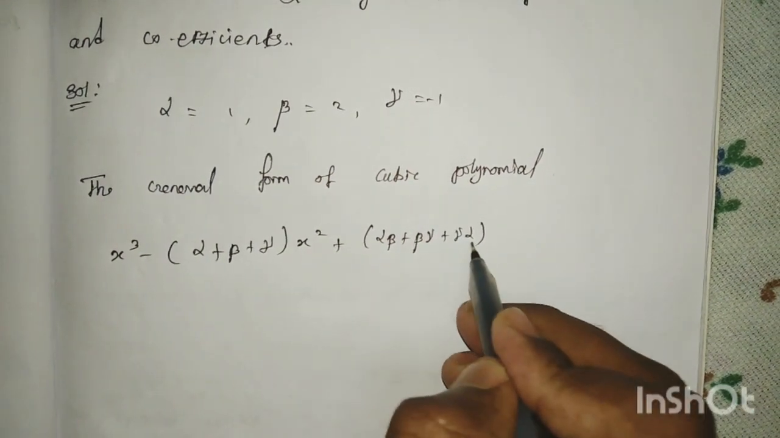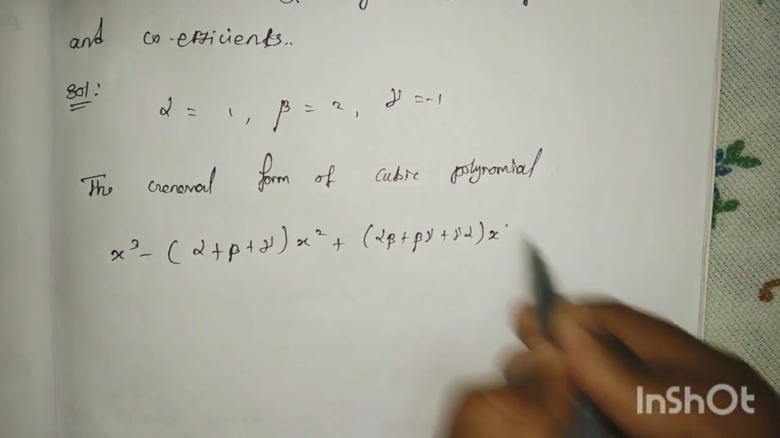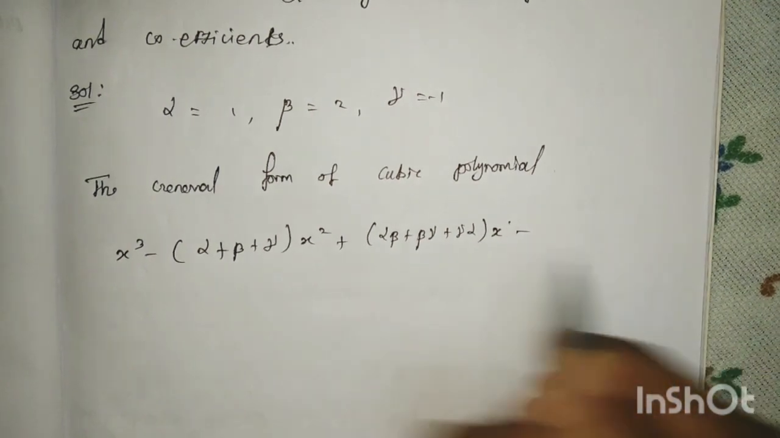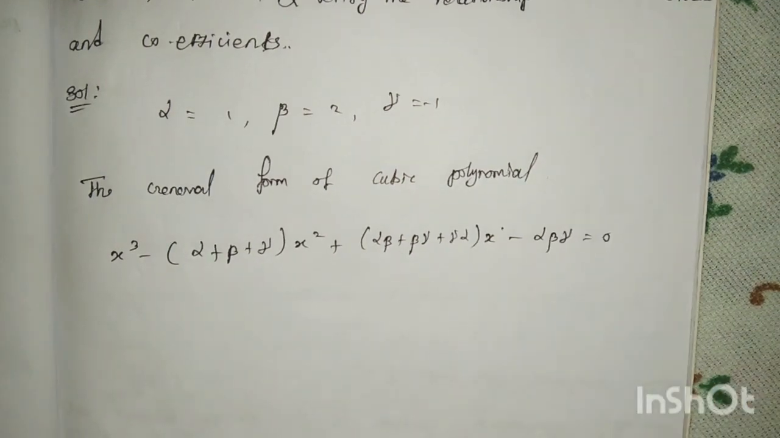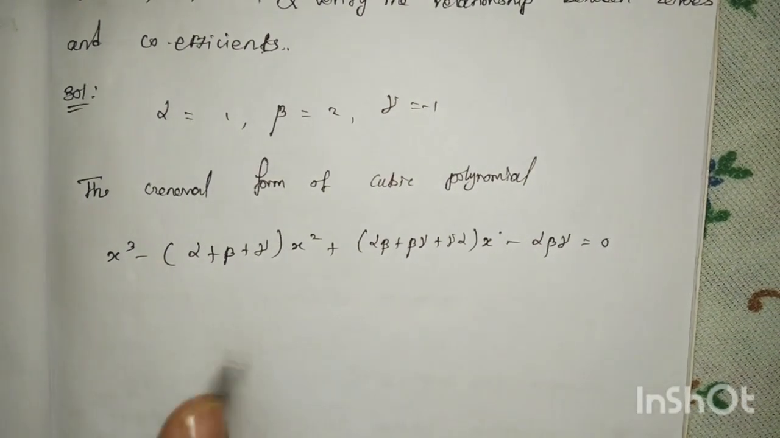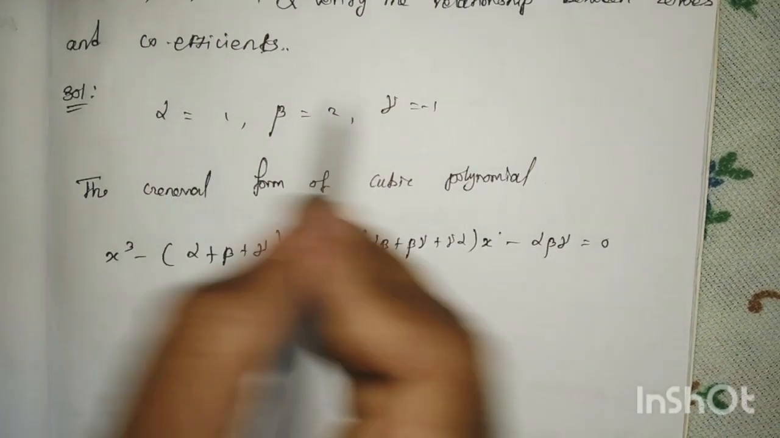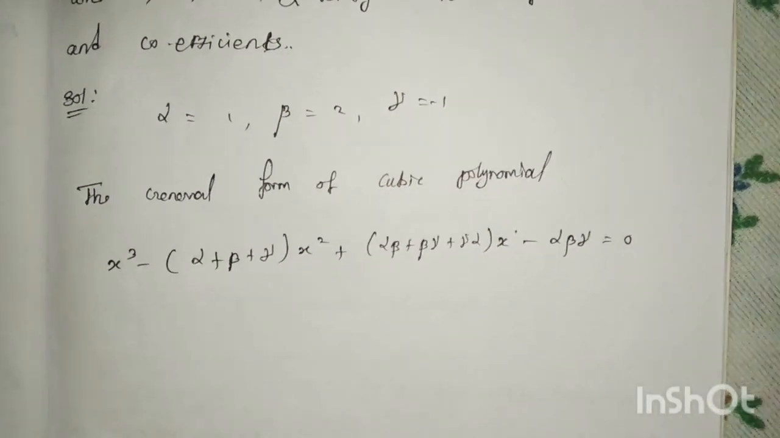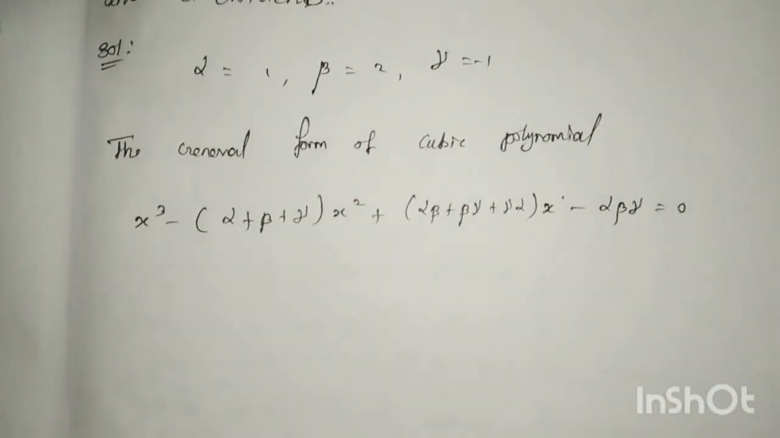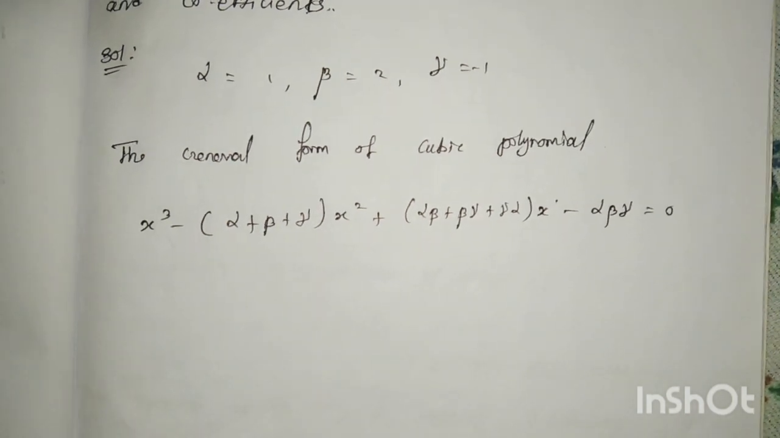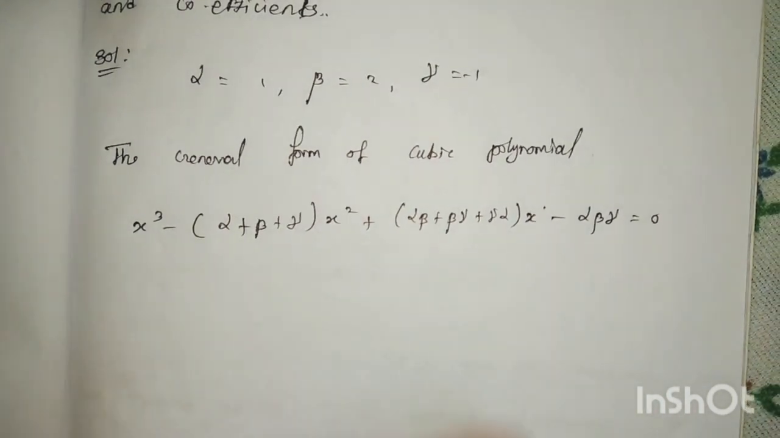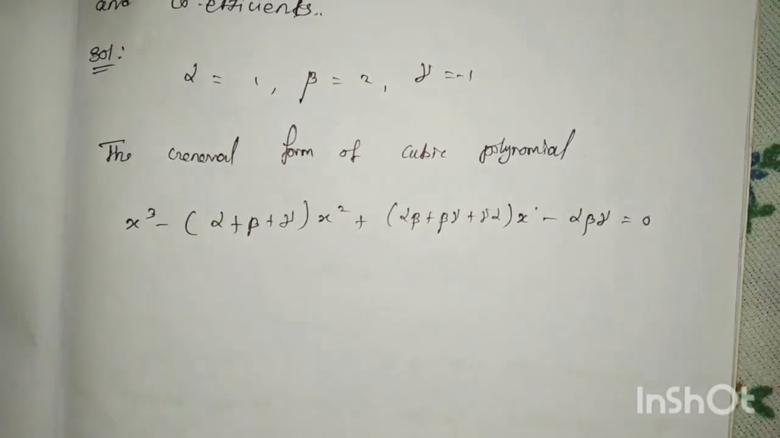Alpha beta plus beta gamma plus gamma alpha, the whole x, minus alpha beta gamma, which is equal to 0, right? Now instead of alpha, beta, gamma, you can substitute the values and simplify, and you can get the cubic polynomial, right? It is one of the methods when they give the zeros. Next I will explain one more method also, right? Now we can use this method to find the cubic polynomial.